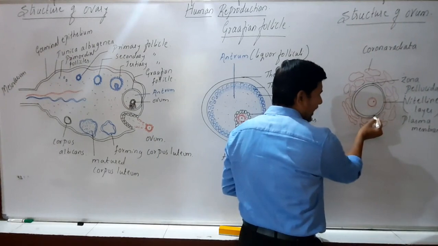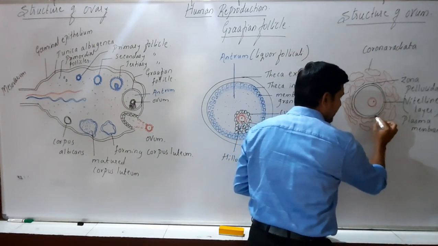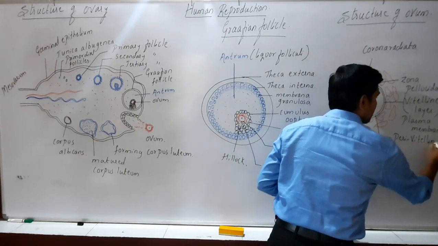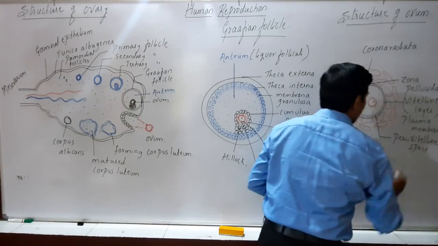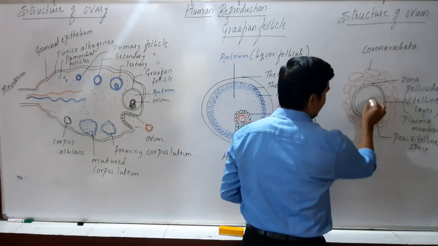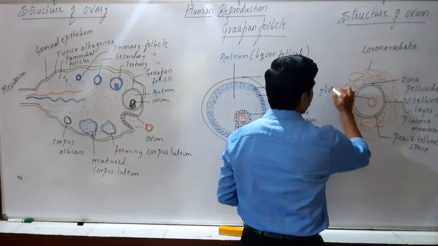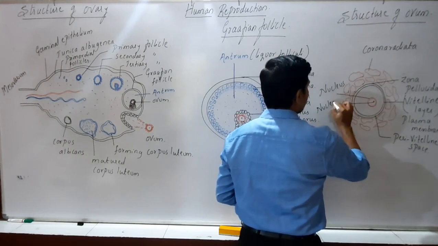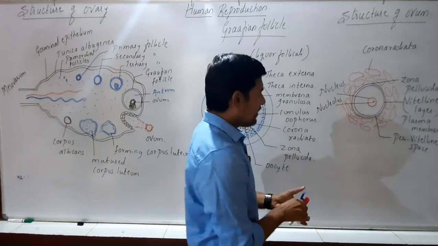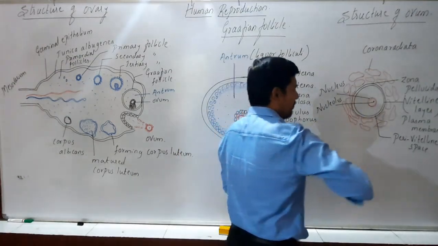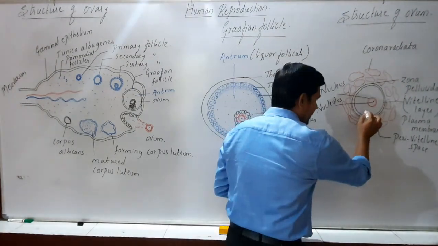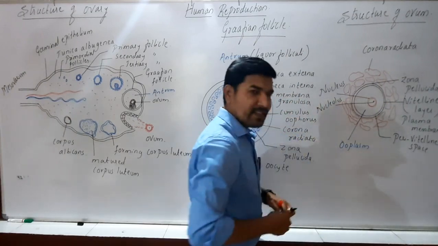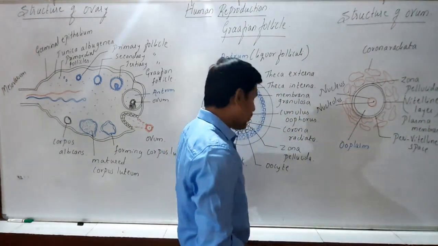Then in the vitelline layer, there is a space. This space is called the perivitelline space. And the structure that we observe here is the nucleus, and inside this is the nucleolus. The space that is present in the ovum, we also call it a secondary oocyte. This space is called the ooplasm. The cytoplasm of the ovum is said to be ooplasm.